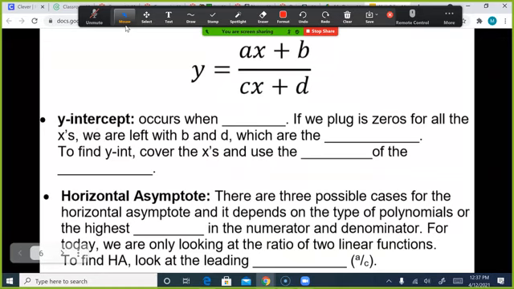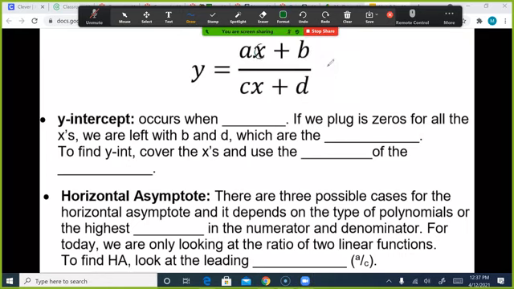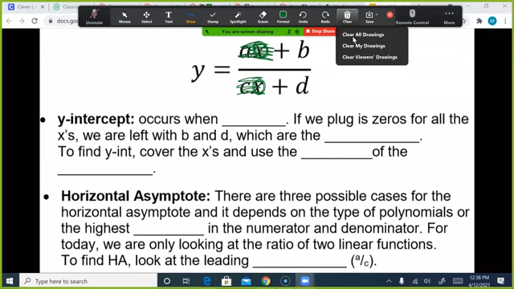So for the y-intercepts, they occur when x is 0. So if I plug in zeros for the x's, don't write this part down, but if I plug in zeros for the x's, if this is 0, 0 times a is 0, so this part goes away. If this is 0, 0 times c is 0, so this goes away. So those are the only two numbers that are left because they don't have x's with them. So I just divide those two.